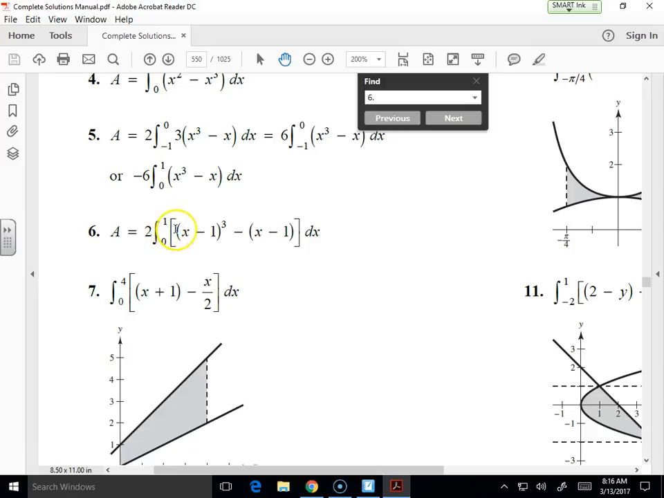2 times the integral 0 to 1 of (x minus 1) cubed minus (x minus 1). Now wait a minute, that's weird. Why is there a 2 in front? Because there's 2 of them? I don't have the problem memorized. You guys okay with number 6? That's what I was asking. Question, what bounds did you guys get? If I was to cover up the 2, what bounds did you guys get? 0 to 1 and then 1 to 2.